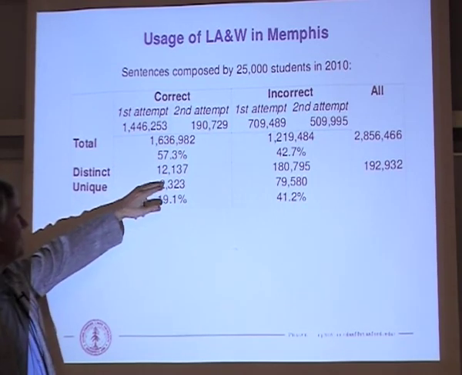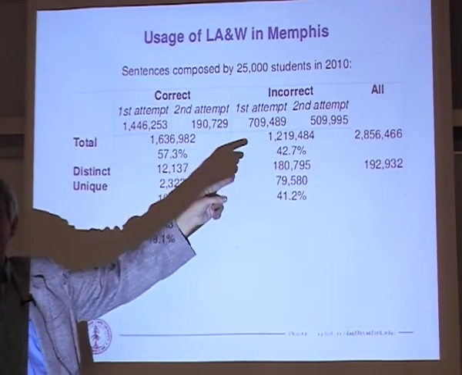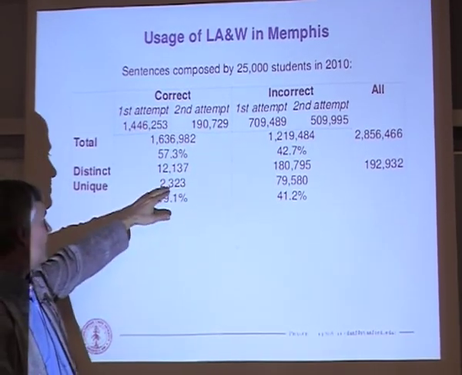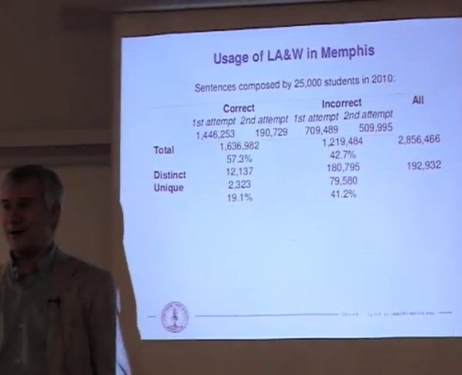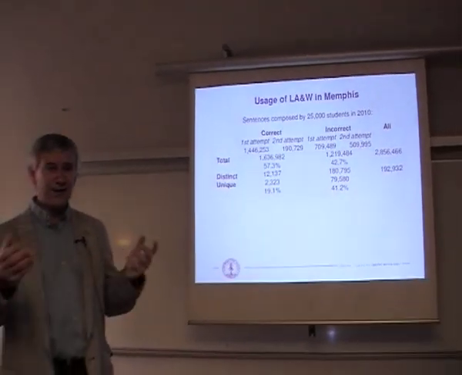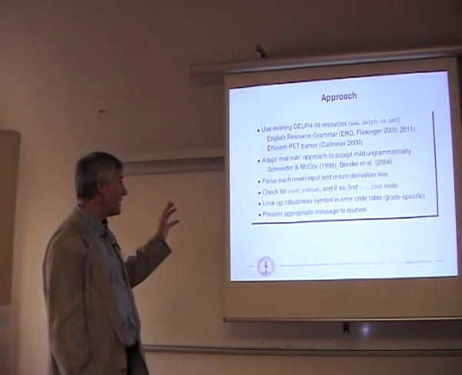These were the answers that appeared exactly once. Out of those 2.8 million sentences, students found ways of answering a question uniquely 2,000 times here, but 79,000 times in that incorrect answers. There's just a really large problem in dealing with that ungrammatical approach, a set of data.